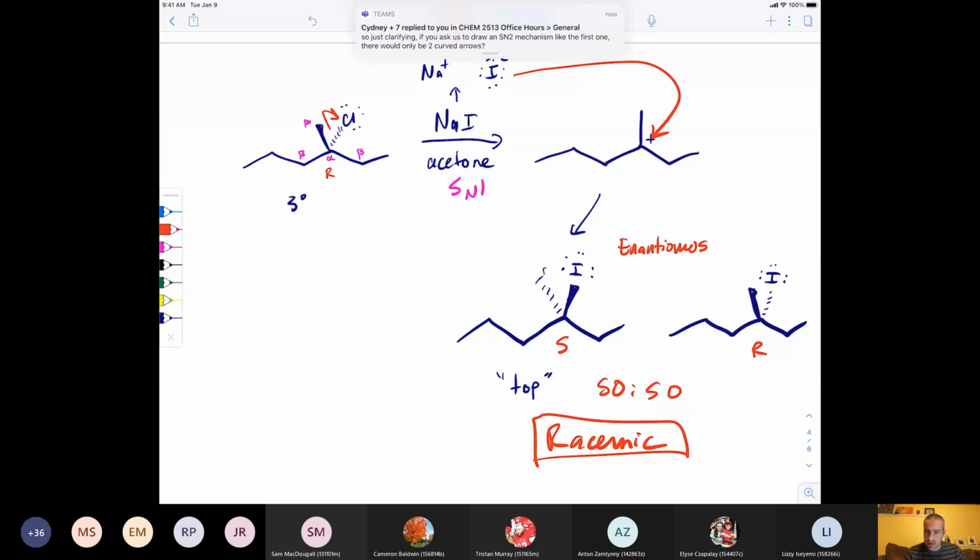So just clarifying, if you ask us to draw an SN2 mechanism like the first one, there would only be two curved arrows. Yes, that's correct, Sydney. Only two arrows. With SN1, there's also only two arrows, but they're in two separate steps.